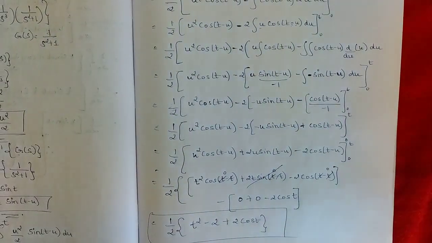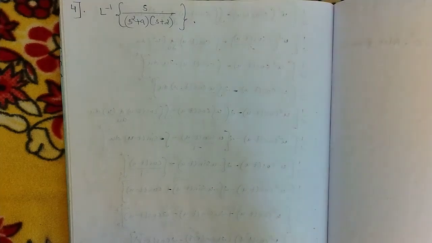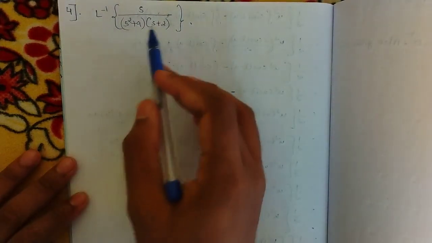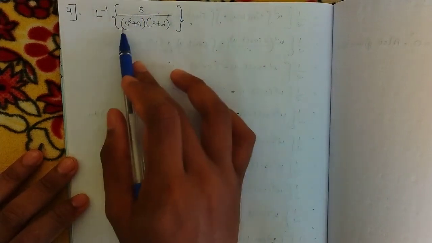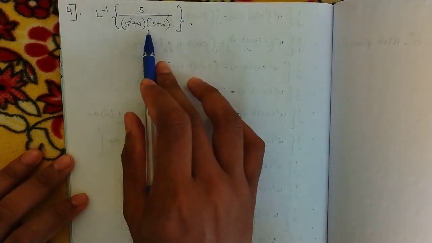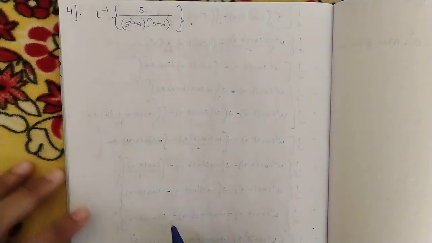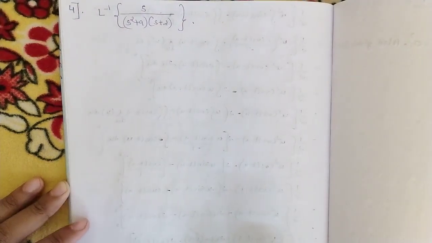So we have one more problem, let us quickly solve it. So this is the next question. L inverse of s divided by s square plus 9 into s plus 2. Okay, so this is the final problem. Let us see what we will be getting as our answer.